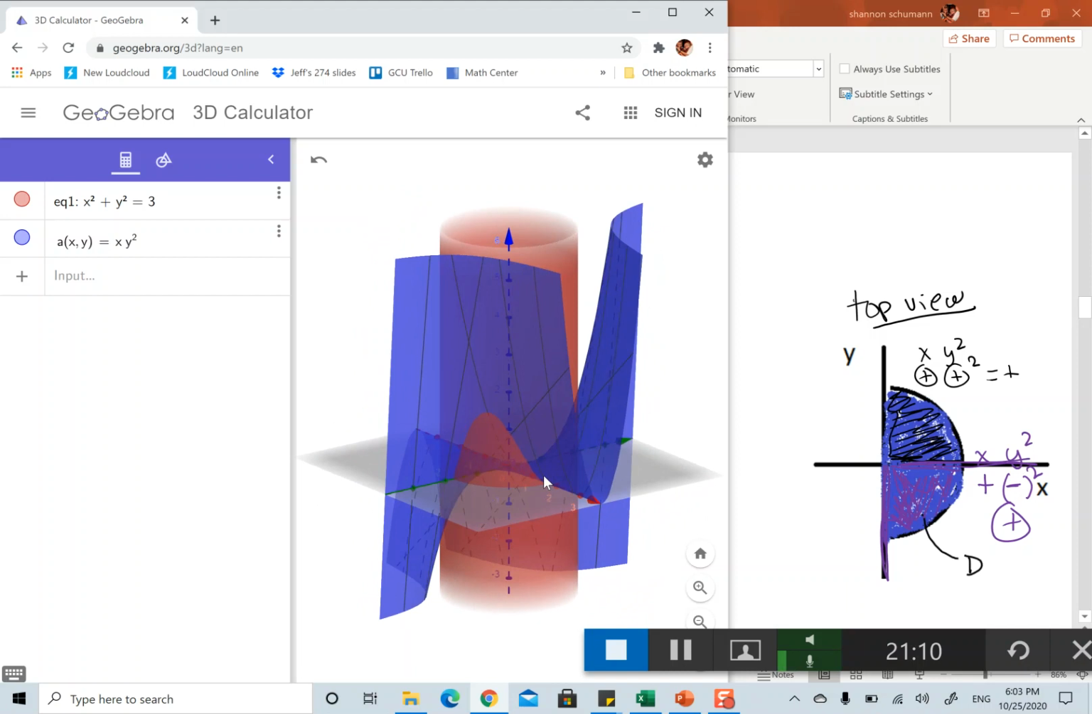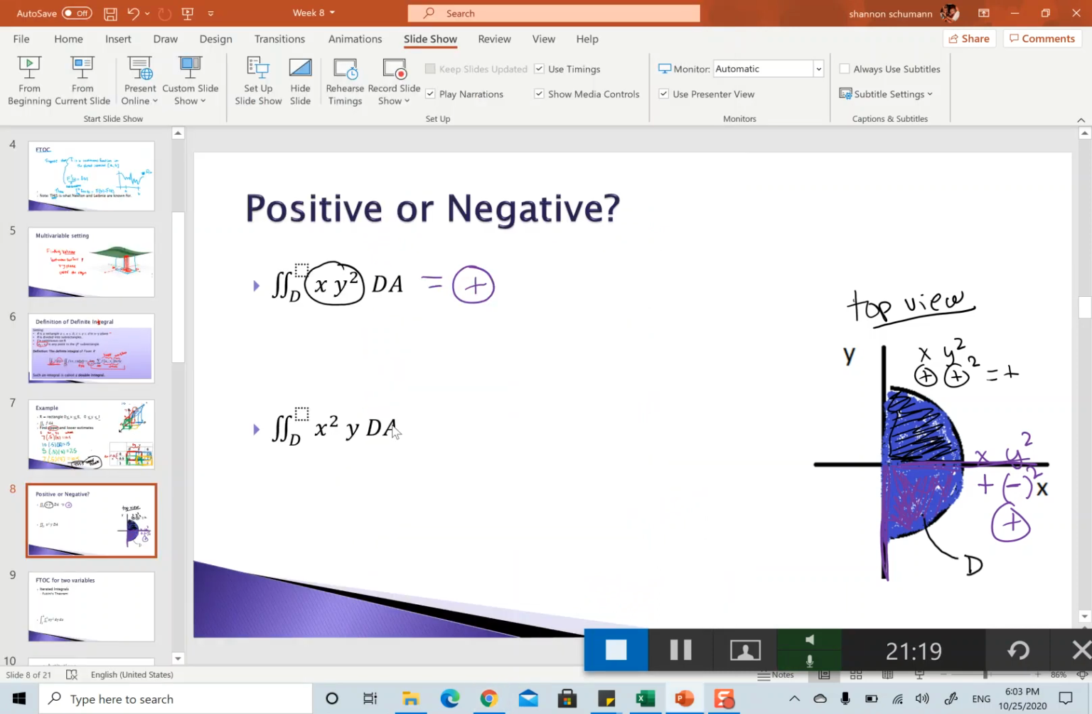And then here's that fourth quadrant, and again, inside the cylinder and below the surface, so I have a positive number. On the other hand, when I have x squared y, let's see what happens with that. In the first quadrant, I have a positive number because the x and the y are both positive. But down here in the fourth quadrant, my y is a negative, and it's not squared, so I should have a negative. Let's change that in GeoGebra and take a peek.